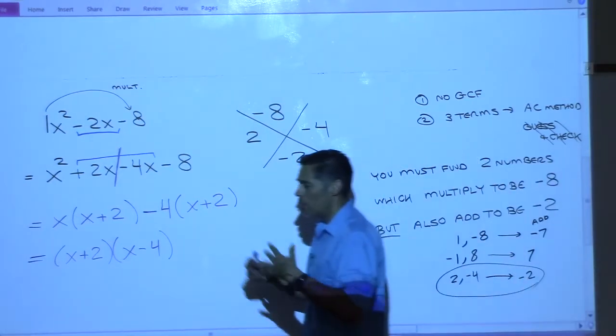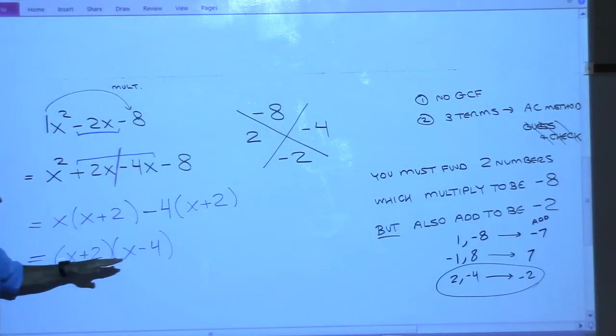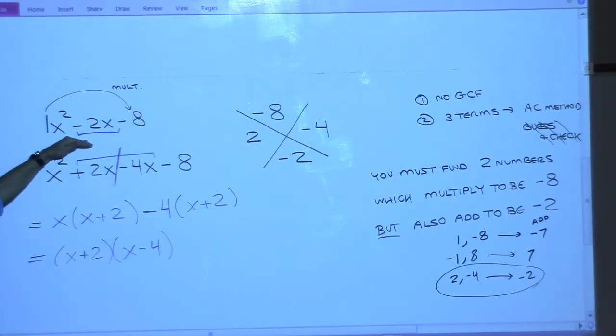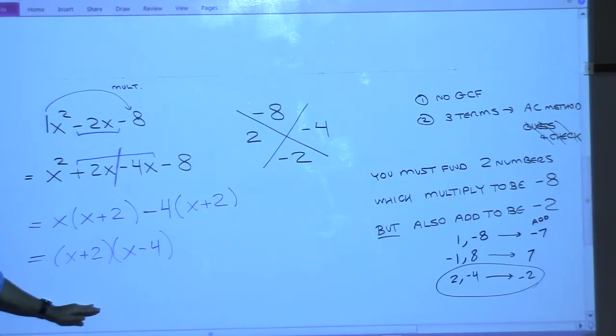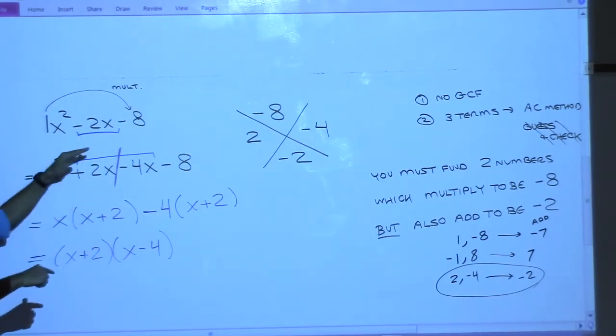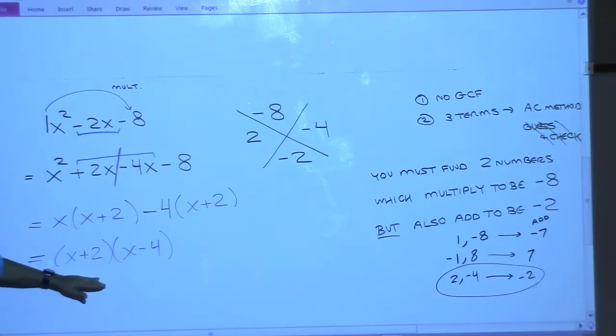I started this whole idea today. I put this on the board and I said, hey, can everyone get from here to here? We said yes. And I said, we need to be able to get from here back to here. And to do it, we needed this weird AC method thing along with grouping. Now, if you can do guess and check, like I said, that's the way to go, because you can go from here to here without any steps. Just all happens up here.